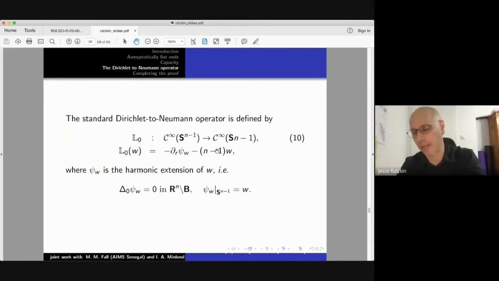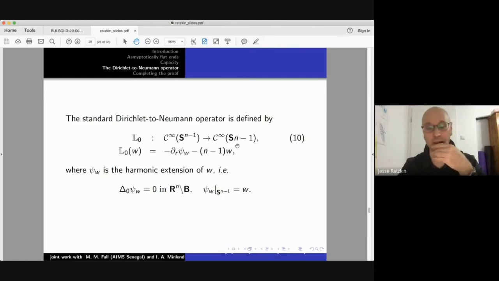This looks a little bit funny, but the way to think about this is you know what the harmonics of the sphere are. The harmonics of the sphere are generated by harmonic polynomials, and the first harmonics are actually generated by the linear functions. So the normal derivative of my linear function restricted to the sphere is going to give me exactly this term.